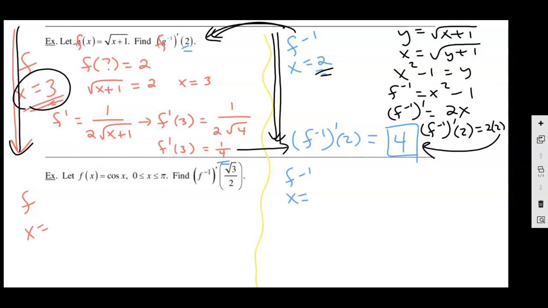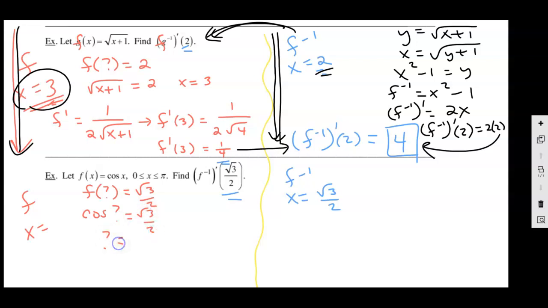Last one. Here we go. Not that. I want that. The x value for the inverse, it tells me, is root 3 over 2. So I need to figure out what the original function's value is. So I'm thinking f of what is going to end up giving me out root 3 over 2, right? So cosine of what is root 3 over 2.